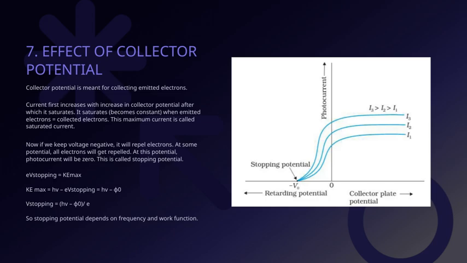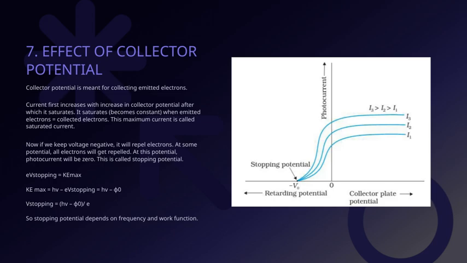Next, let's look at how the current behaves in relation to the collector potential. Initially, as we increase the collector potential, the current increases because more electrons are being collected. But after a certain point, the current reaches a maximum and saturates. It becomes constant. This saturation occurs when the number of emitted electrons equals the number of electrons being collected. That maximum current is what we call the saturated current.